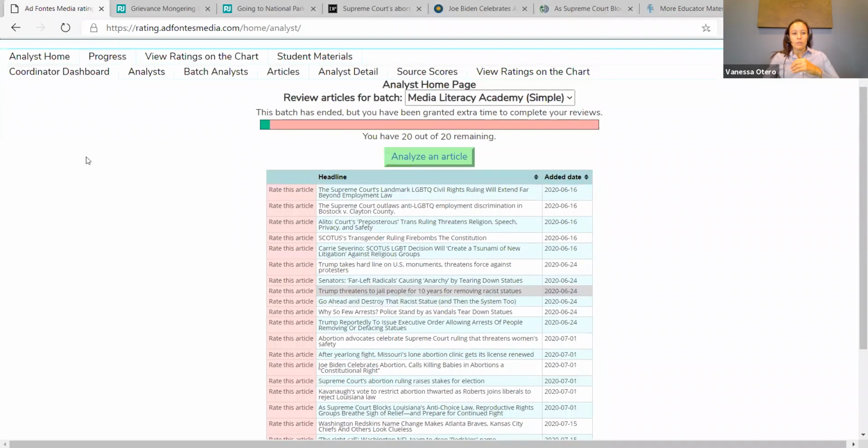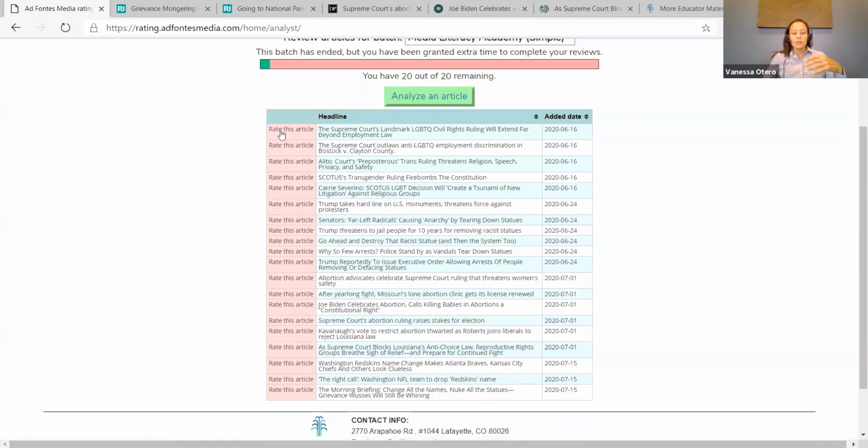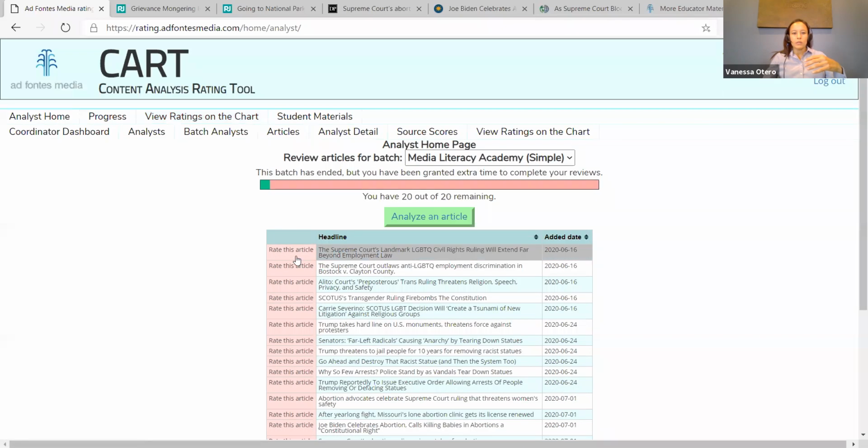So this is your CART platform. Hopefully everybody can see this CART platform with an analyst home. This top menu is what analysts see, and this second menu is what you as a coordinator, meaning a teacher, see and how you're able to add articles and things like that. So we're going to rate one of these articles. Our simple, it's going to show this screen here.